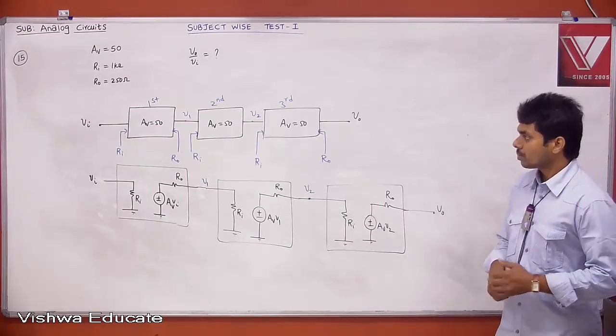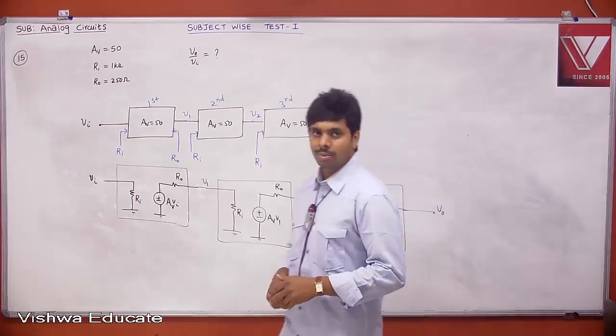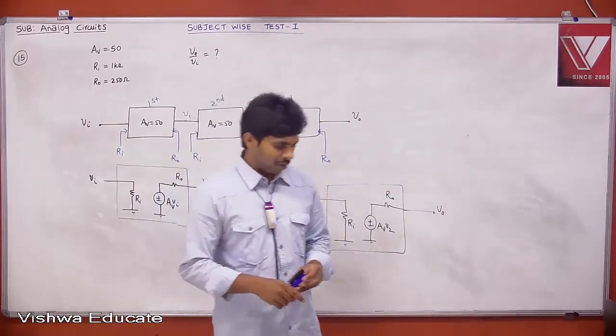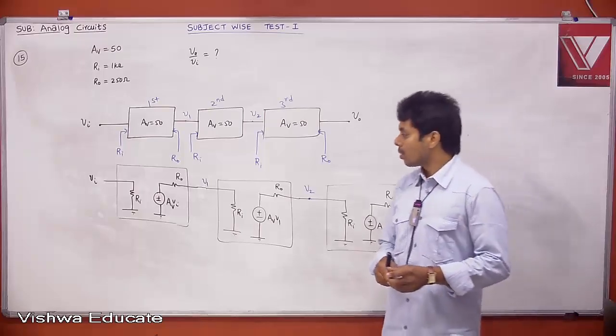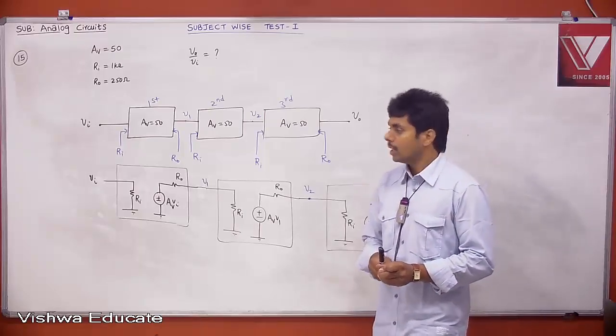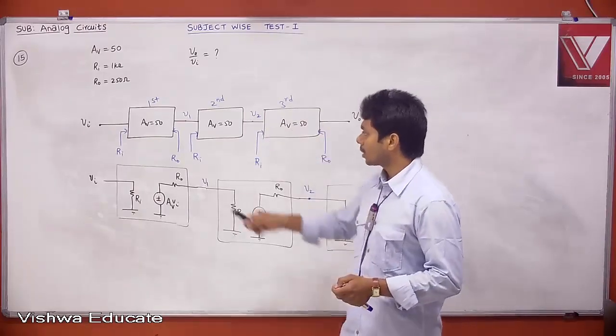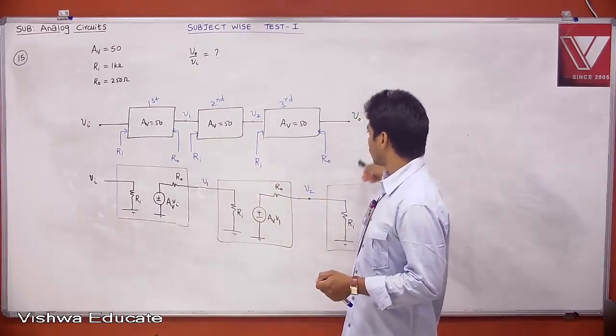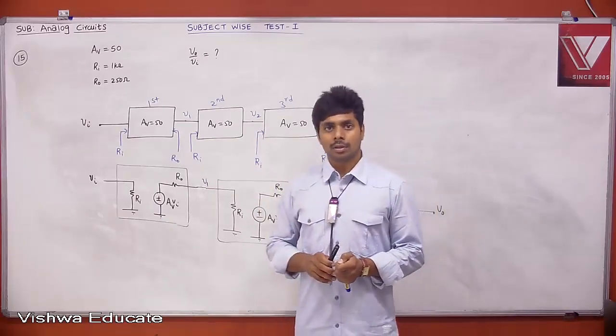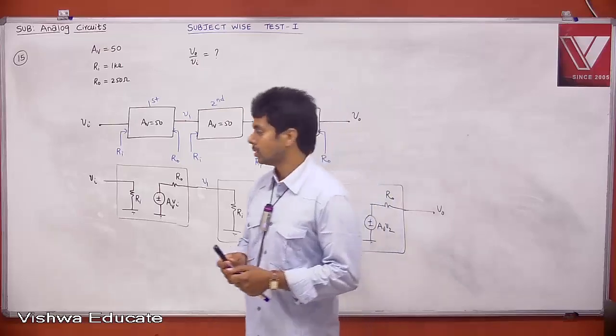and I explained the procedure to solve the problem. Did you solve the problem? I hope a few of you already solved it. If you get the answer, that is well and good, but the overall voltage gain will not be 50 into 50 into 50. Your effective gain will be lesser. Here also it will be lesser, but it will be equal to 50 because there is no load. That is what we need to calculate.